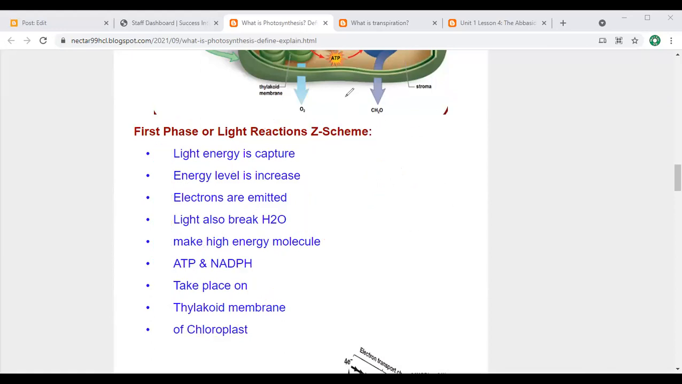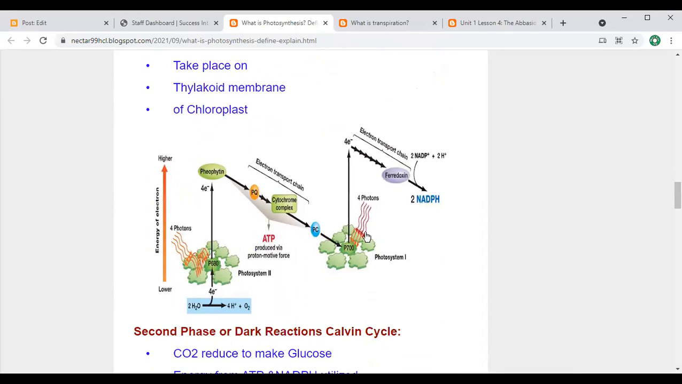Now you can see this whole diagram here. This just looks like a Z phase. Now look, lower energy, higher energy. Now what is happening here? In the reaction, this water molecule, when energy comes, breaks or splits into H plus and an oxygen molecule. So here you get 4 electrons that move into this phase, and then they convert here, and after that you can see NADPH is the molecule that is formed here.